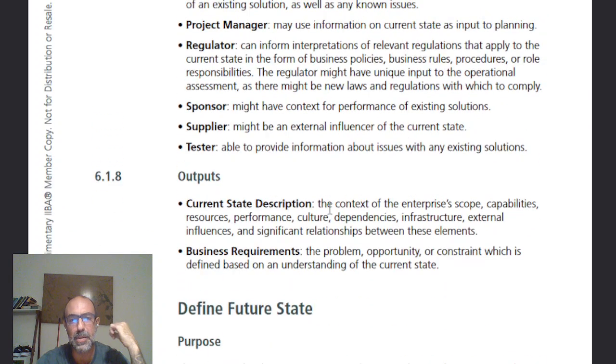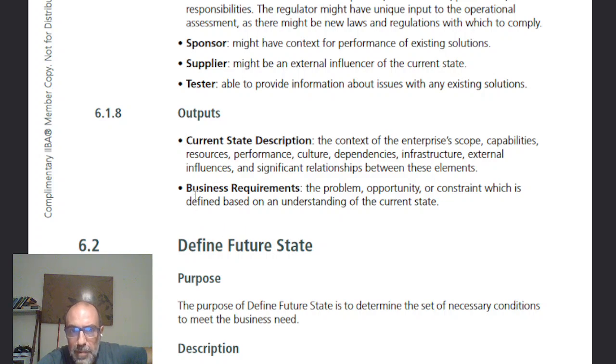And what are the outputs? The current state description in the context of the enterprise scope, capabilities, resources, performance, culture, dependencies, infrastructure, external influences, and significant relationships between these elements. How do we express them without writing full-on papers? I don't know, but it seems like most of this work needs to be translated into something visual. And business requirements is one of the outputs as well: the problem, opportunity, or constraints, which are defined.